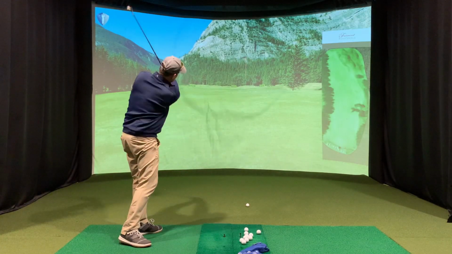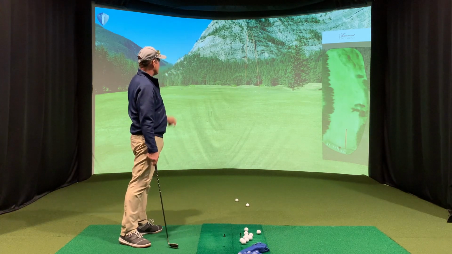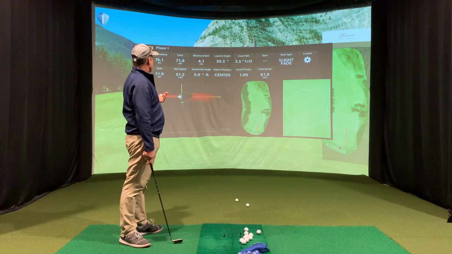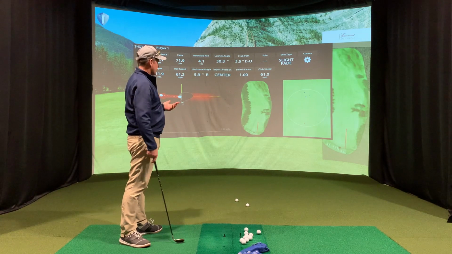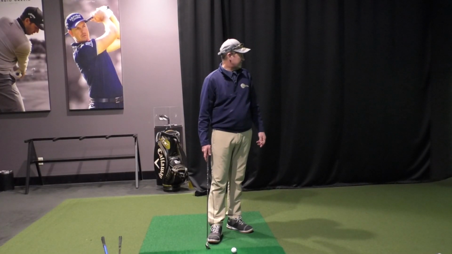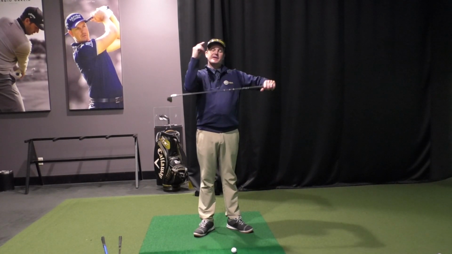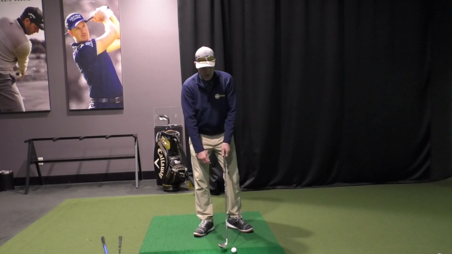If I let out all my angles before I ever got to the ball, that's going to launch too high. Why that's important, so that launched at 31 degrees, but it only flew 76 yards. Because I launched it too high, it didn't fly far enough.